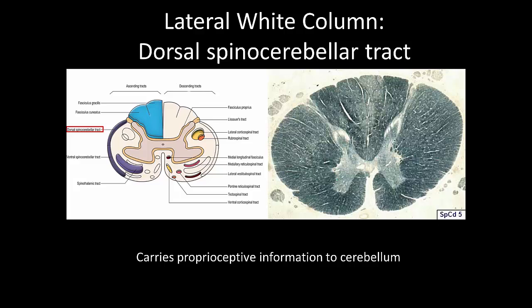Now the dorsal spinocerebellar tract is located in the most lateral portion of this lateral white column, and these are ascending tracts carrying proprioceptive information mainly from the lower extremities. So these fibers are going to enter the posterior horn and synapse on Clark's nucleus, which is in this region. From there, second order neurons are going to travel to this dorsal spinocerebellar tract and travel on the ipsilateral side all the way up to the level of the cerebellum.